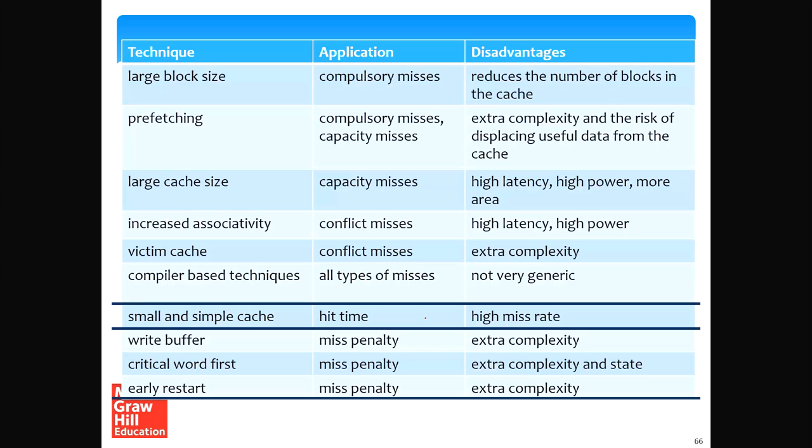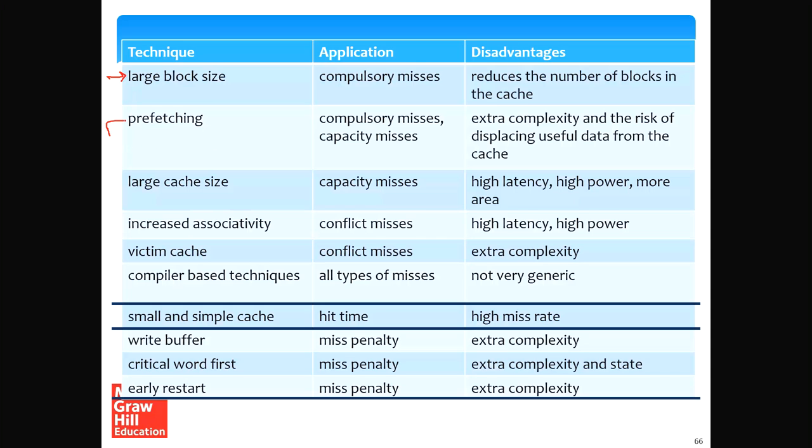So this is a simple slide that summarizes all our techniques. This is like a one-stop place for all our techniques. So let me just go over it. For compulsory misses, we realize that the best technique is a large block size, because if you have a larger block size, you are fetching more data at once. And because of spatial locality, some of it might be useful.